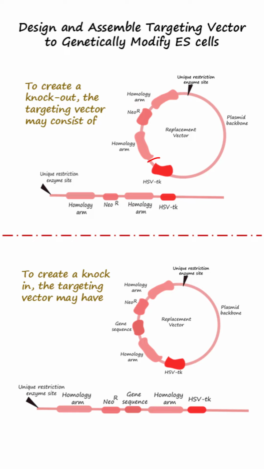A negative selection marker, like the HSV thymidine kinase, lies outside one of the homology arms to select against cells with the wrongly located insertions, and a restriction enzyme site between the vector backbone and the homology arm is used to linearize the recombinant vector. To create a knock-in, the vector is similar, but has the sequence to be inserted, cloned between the homologous sequence and the positive selection marker.